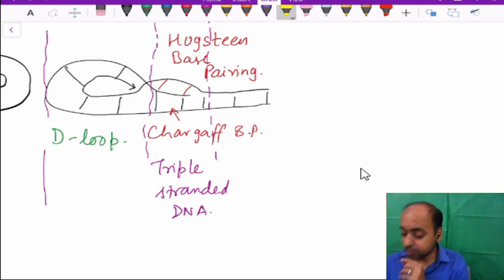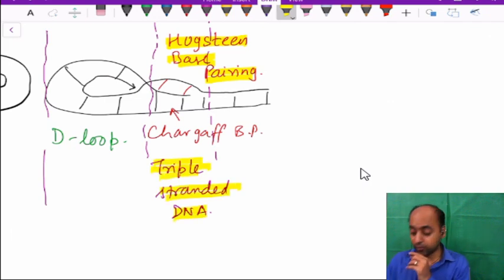So I'll repeat. Hoogsteen base pairing, where do you see it? We see it in the telomere. Triple stranded DNA, where do you find it? We find it in the telomere. Where is the D loop in the DNA? The D loop is present in the telomere segment.